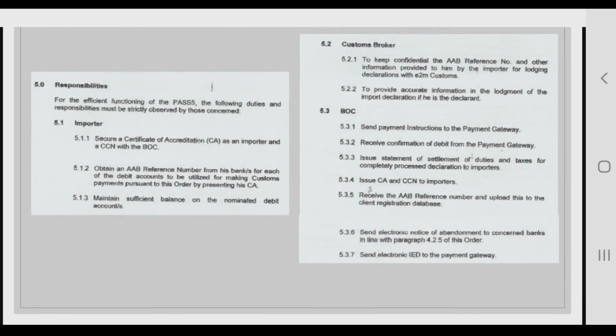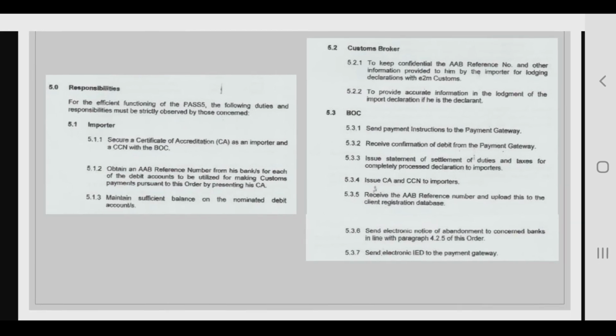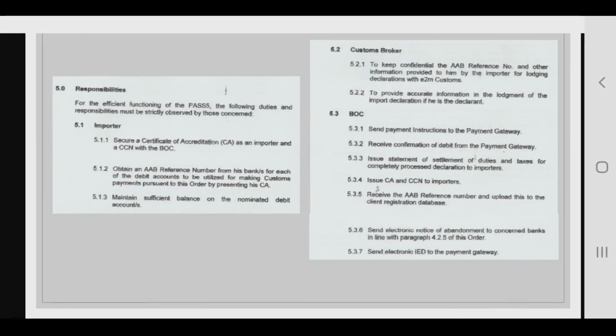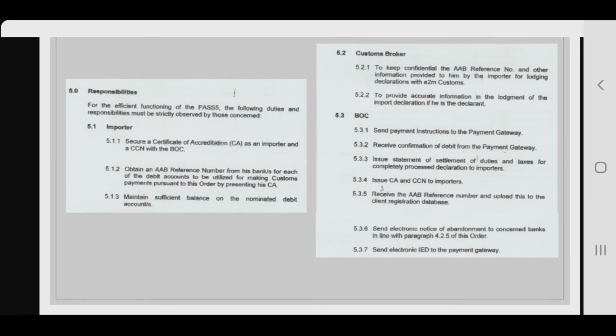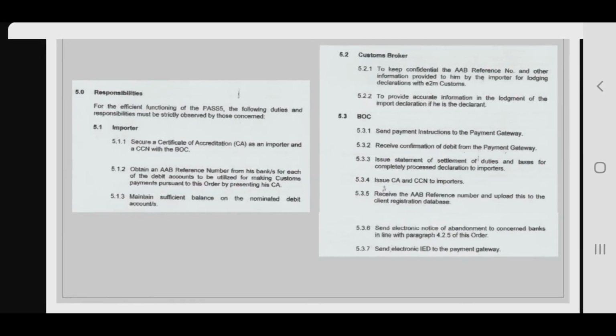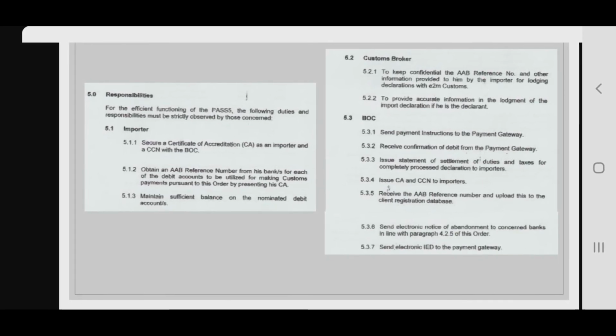The BOC also receives the AAB reference number and uploads this to the client registration database. They are also the ones who send electronic notice of abandonment to concerned banks in line with paragraph 4.2.5 of this order in case of abandonment, and they are the ones who send electronic IED to the payment gateway.